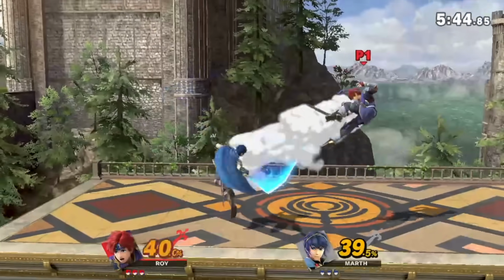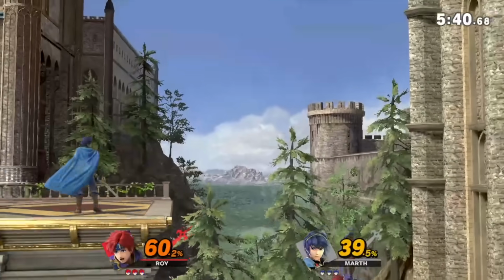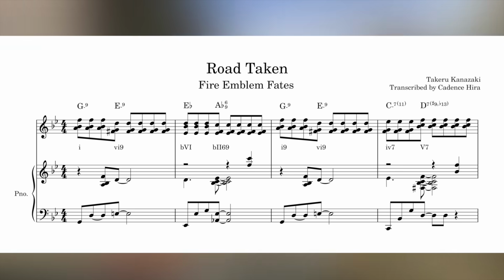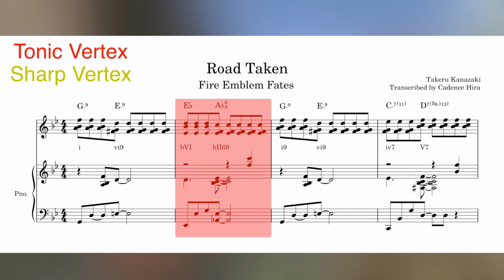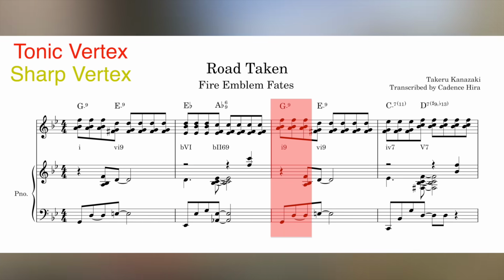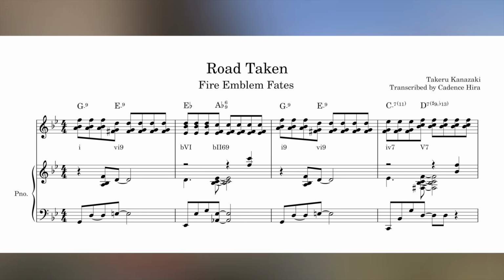Another example of this kind of thing can be found in Fire Emblem Fates' Road Taken, which features this insanely bright 6 minor 9. This is our first example of sharp vertex where the borrowed chord isn't rooted diatonically. Our diatonic 6 in minor is the flat 6 major chord, which we actually hit directly afterwards.